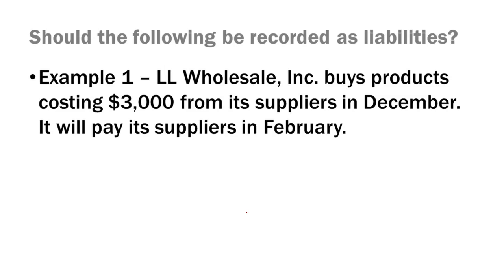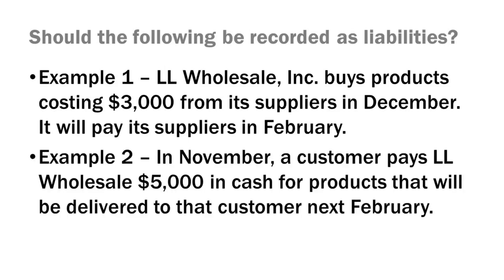Is a future payment probable? Yes, it's going to have to pay $3,000 in February. Can the amount of that obligation be estimated? Absolutely, it's $3,000. Has the event that caused the obligation to be incurred already occurred? Yes, it has, and that was the purchase of the products from the supplier in December. So in that example, we will record an accounts payable liability for $3,000.